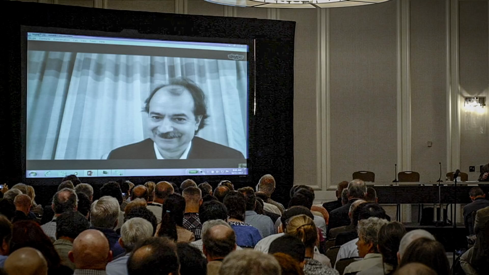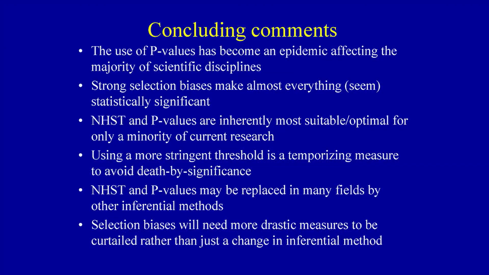So to conclude, as I'm approaching midnight, the use of p-values has become an epidemic affecting the majority of scientific disciplines. Strong selection biases make almost everything seem statistically significant. Null hypothesis significance testing and p-values are inherently most suitable, optimal for only a minority of current research. Using a more stringent threshold is a temporizing measure to avoid death by significance. Null hypothesis significance testing and p-values may be replaced in many fields by other inferential methods, and selection biases will need more drastic measures to be curtailed rather than just a change in inferential method.